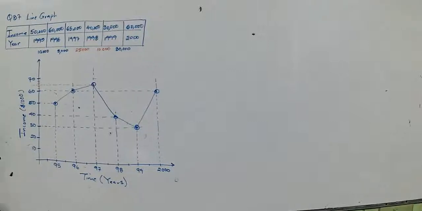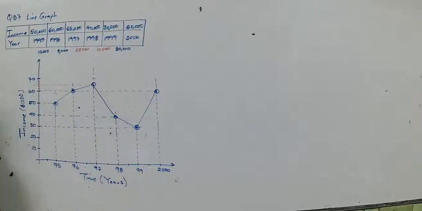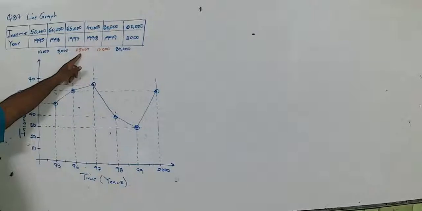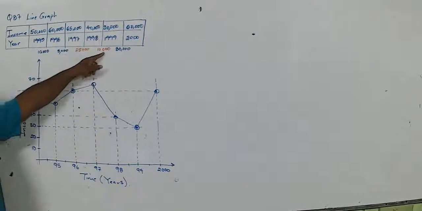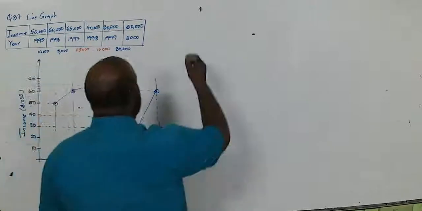Alright, if you notice, this greatest decrease is between 1997 and 1998. Where the decrease was how much? The only other decrease is here, and it is only what? 10. So this is how I would answer the question.